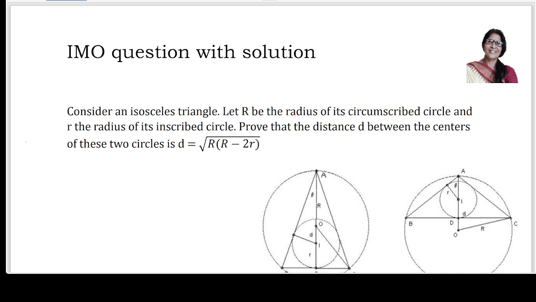This is an IMO question. Consider an isosceles triangle. Let capital R be the radius of the circumscribed circle and small r the radius of the inscribed circle. Prove that the distance d between the centers of those two circles is d equals square root of R into R minus 2r.